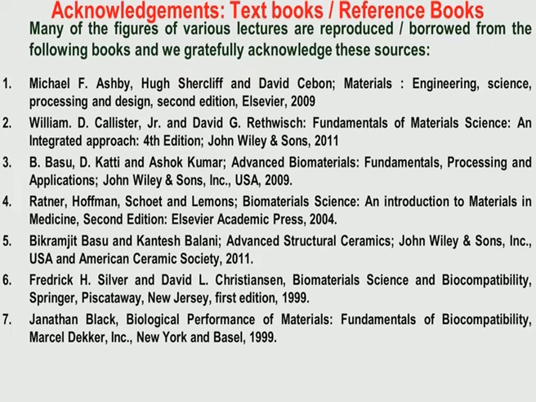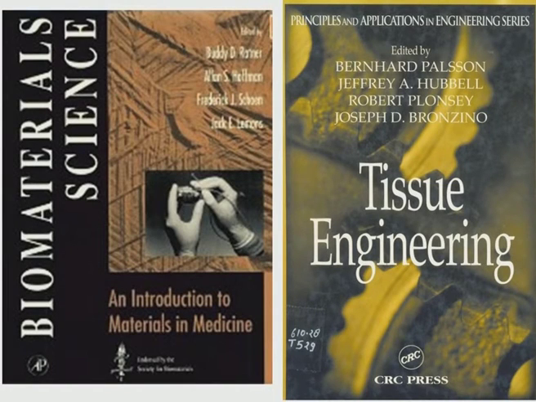Sixth one is Silver and Christiansen, Biomaterials Science and Biocompatibility, published by Springer, New Jersey. Seventh one is by Jonathan Black, Biological Performance of Materials: Fundamentals of Biocompatibility, published by Marcel Dekker, New York, 1999. Some of these book cover pages are shown here. The left one is what I was just mentioning a few minutes ago, An Introduction to Materials in Medicine, by Buddy Ratner and his colleagues. The right hand side cover page is Tissue Engineering by Palsson, Hubbell, Plonsey and Bronzino, published by CRC Press.